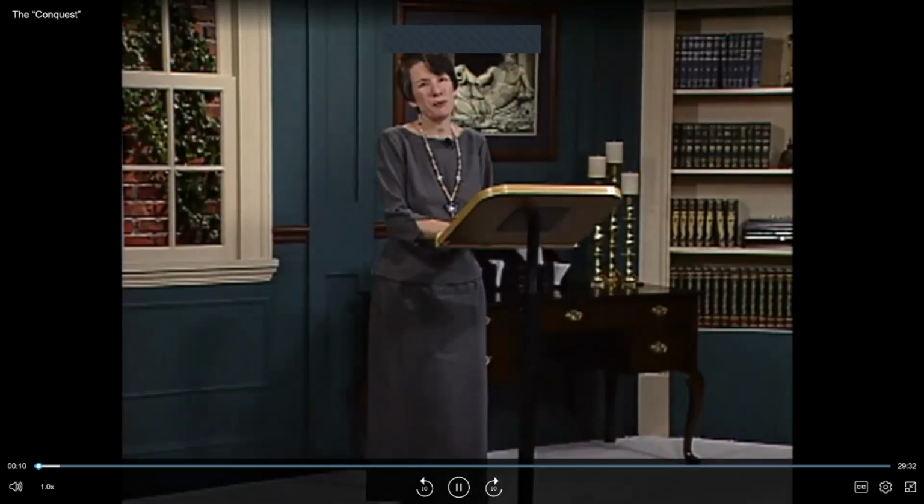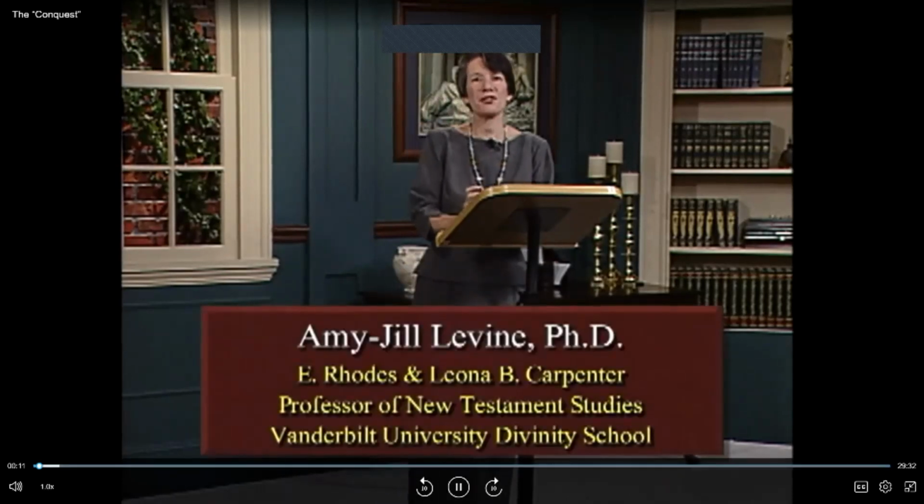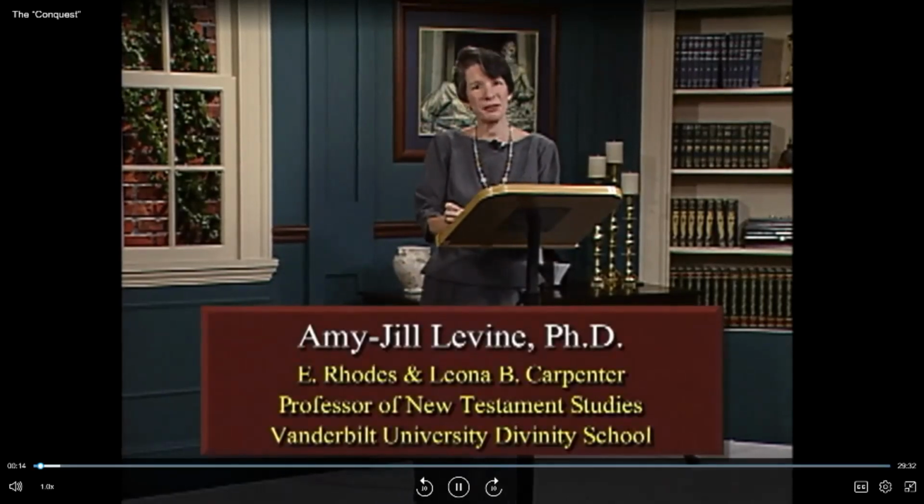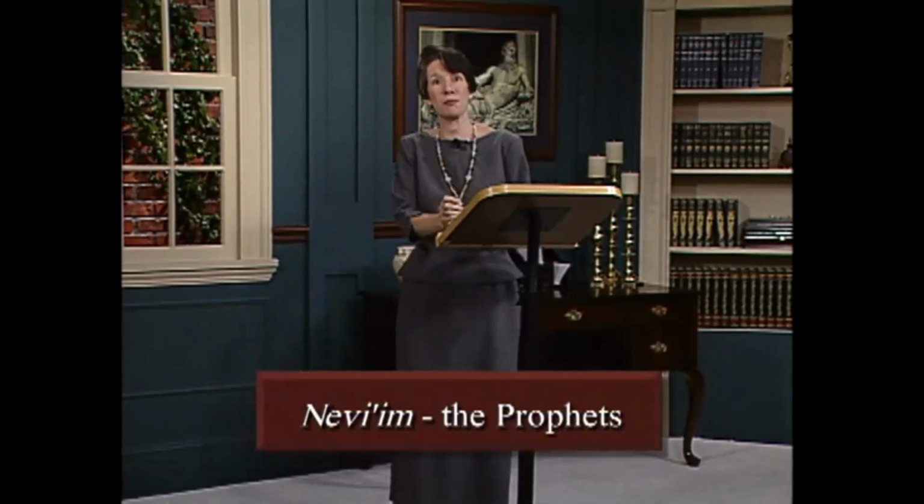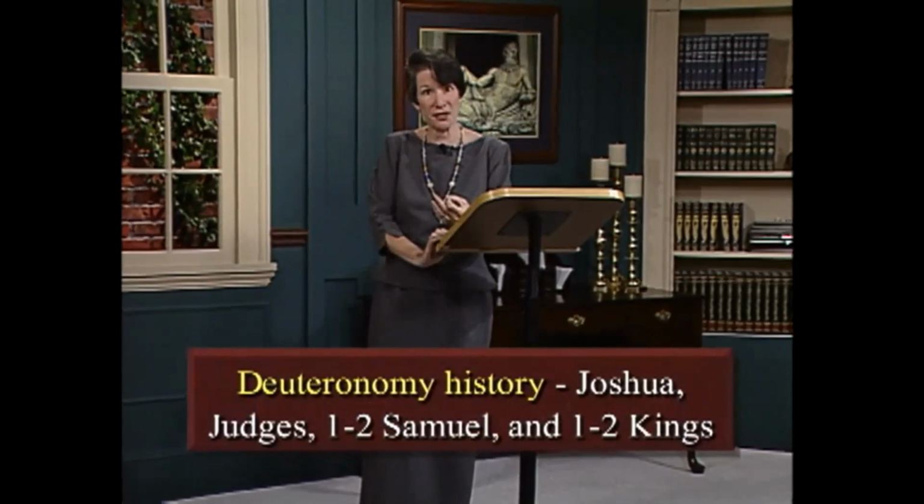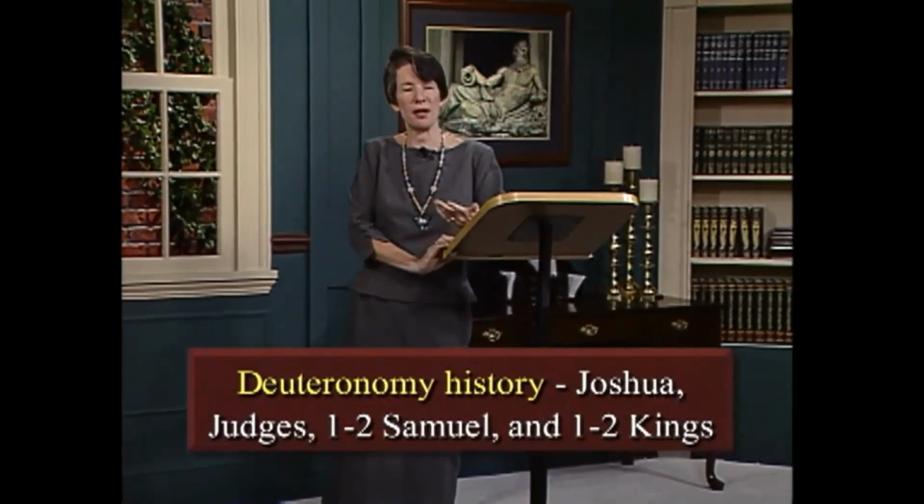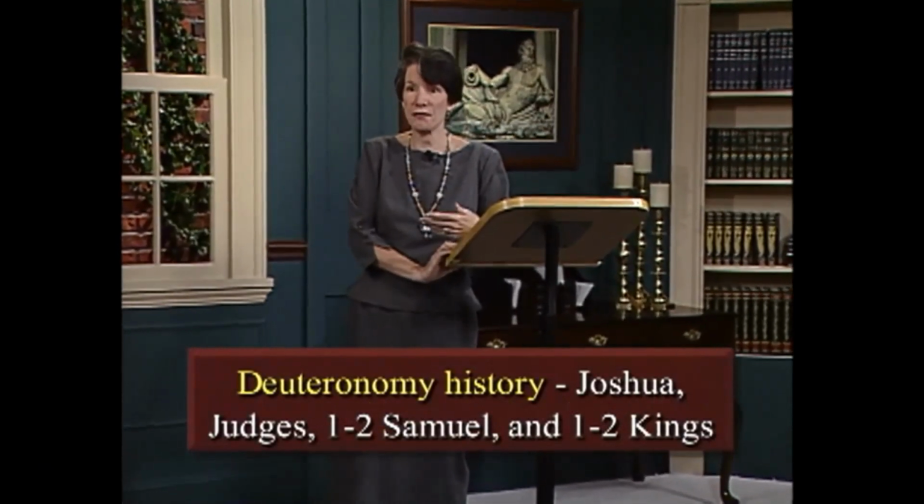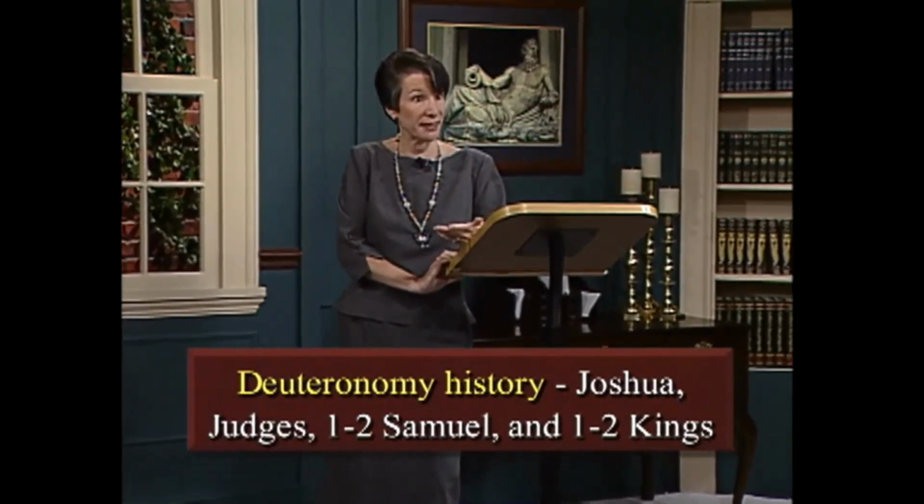With this lecture, we move out of the Pentateuch, out of the Torah, and into the second division of the biblical canon, in Hebrew, the Nevi'im, the prophets. The first part of this corpus is known as the Deuteronomic history. And here we mean by Deuteronomic history, Joshua, Judges, 1st and 2nd Samuel, and 1st and 2nd Kings. They're called the Deuteronomic history because they follow that same general rubric of the book of Deuteronomy.